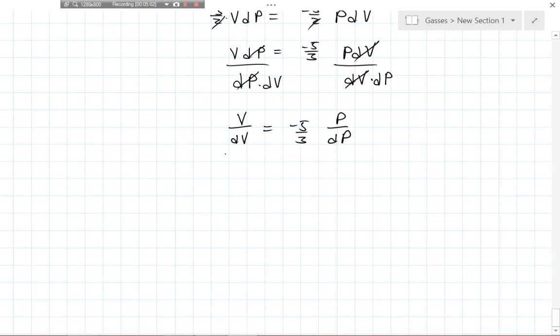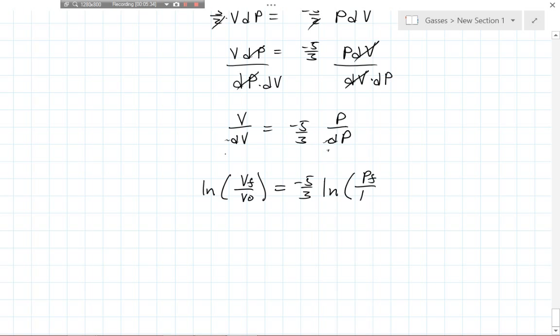And the reason I want to do this is now if I think about this, if these two things are equal, if I integrate what's on the left, it has to equal the integral of what's on the right. So if I integrate this from some initial volume to some final volume, and I integrate this from some initial pressure to some final pressure, they have to be equal. So if I integrate this, I have the natural log of V final over V initial, and this is equal to, so I can pull out the minus 5/3, the natural log of P final over P initial.